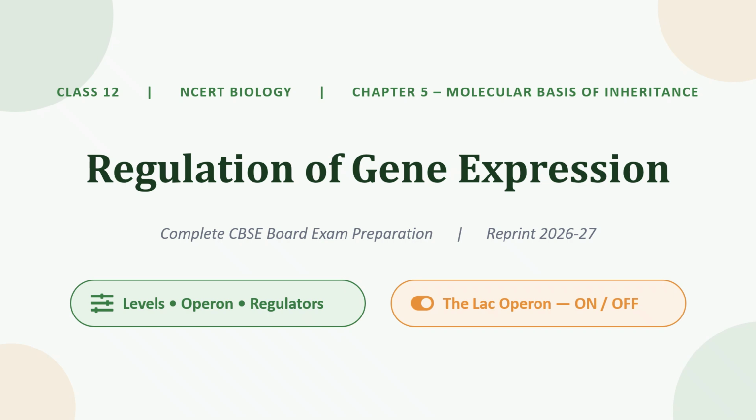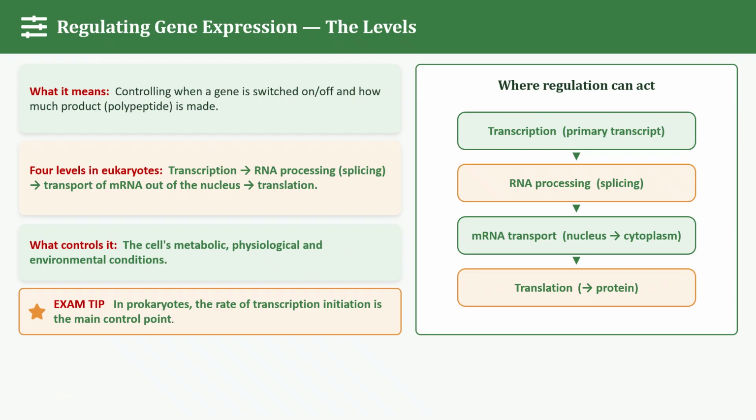Today we are going to see Class 12 Biology Chapter 5, Molecular Basis of Inheritance. In that we are going to see regulation of gene expression. So gene expression means the process by which the information present in a gene is used to produce a functional product. Usually it will be a protein or a polypeptide.